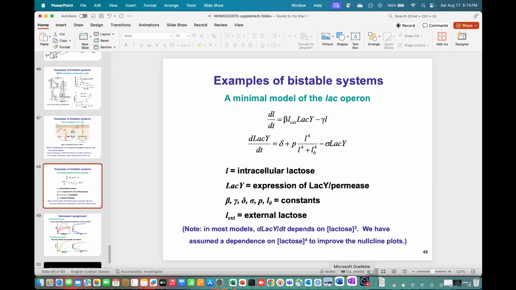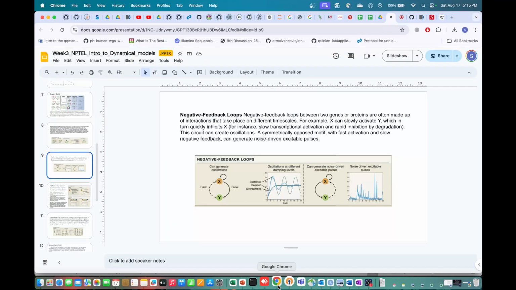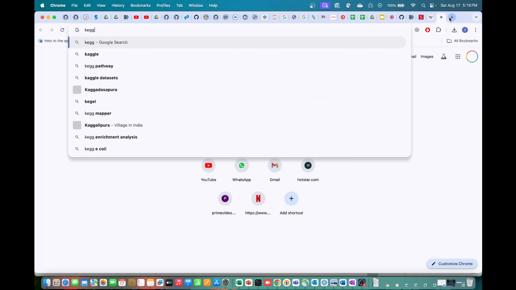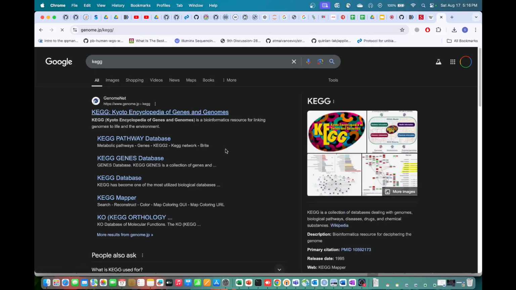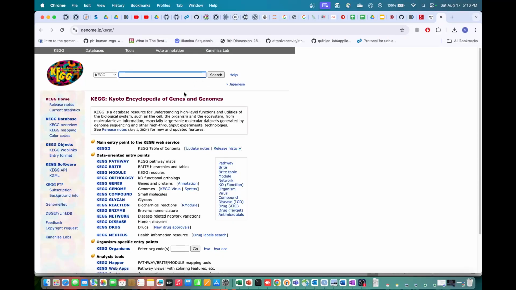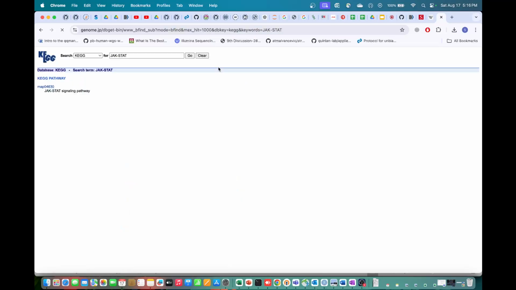On top of this, Sir has given you an idea about how you can use databases like KEGG. KEGG is one such database. KEGG is the Kyoto Encyclopedia of Genes and Genomes. So here you can get information about different pathways. So let's search for the JAK-STAT pathway here. This is also a very well studied pathway.